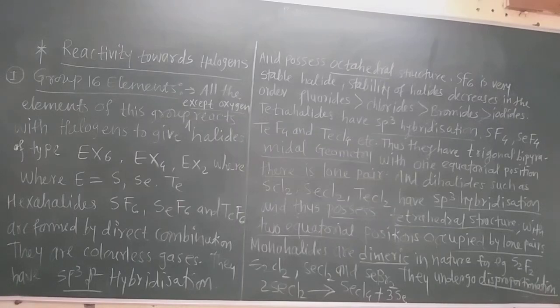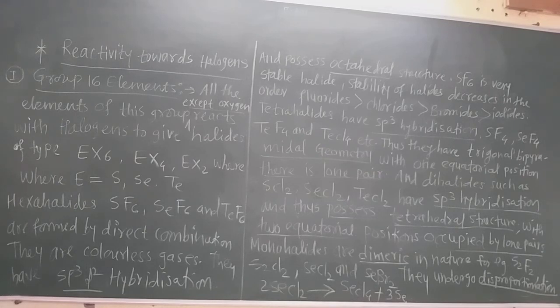Let us now learn the reactivity of these group 16, 17 and 18 elements towards halogens. What is the reactivity of these elements towards oxygen we already learned. Now consider the reactivity towards the halogen. All the group 16 elements except oxygen react with the halogen.